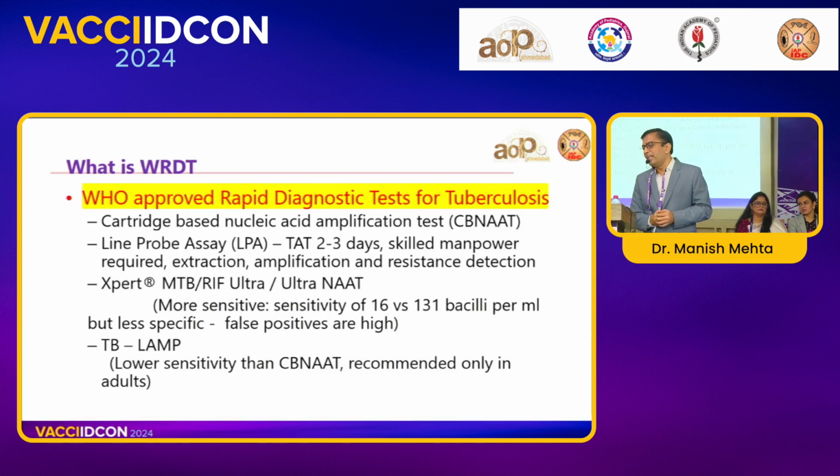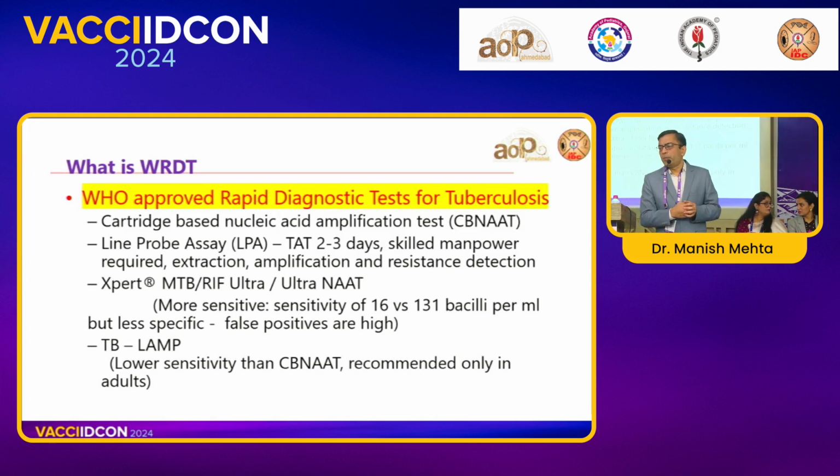What are the others? That is line probe assay. That is also a kind of PCR, but it's a slow process. Extraction, amplification, and isolation are different processes in this. So it takes around 2 to 3 days to get the report. In CBNAAT, all these things are done together. So you'll get the report in 2 to 3 hours.